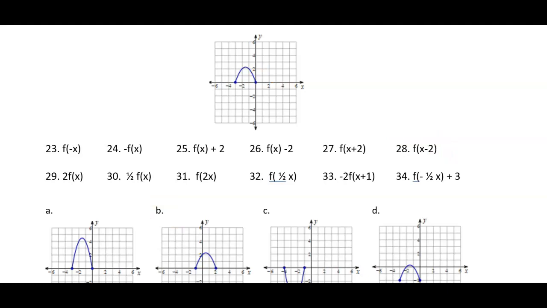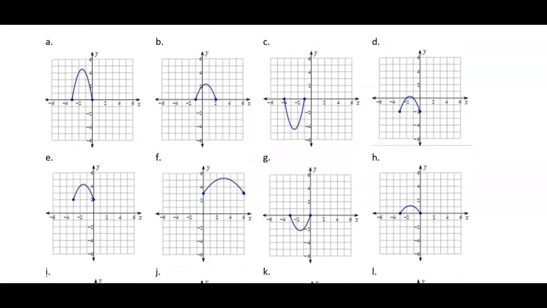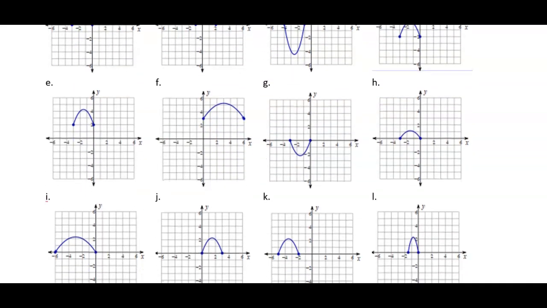Let's take a look at number 30. I'm multiplying on the outside, so that's a vertical transformation. And since it's half, which is less than 1, that's a compression. So that's going to shrink my graph vertically. So in other words, it's going to look flatter. It's going to look maybe more like that. So let's see where we could find the parabola where it looks kind of flat. Well, that looks like option H to me.